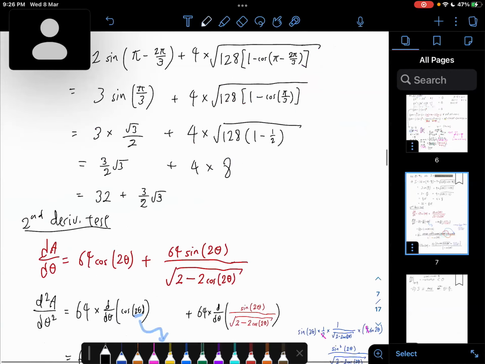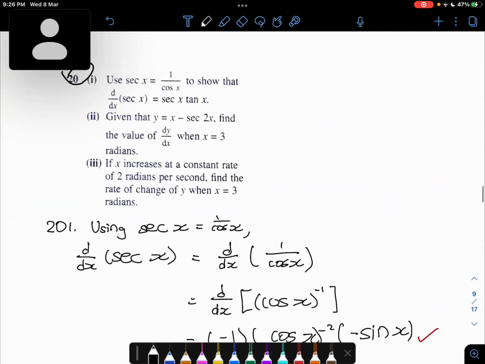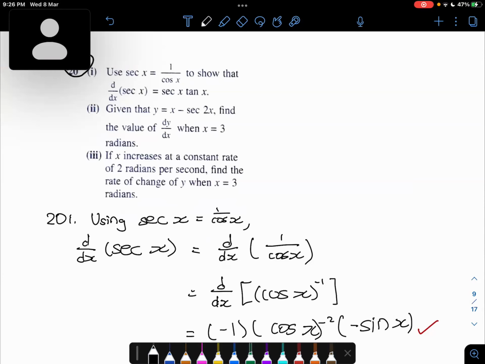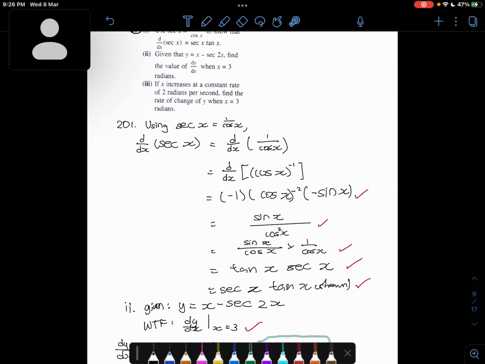Now, question 20. This is quite interesting. This is teaching you how new identities are discovered. Okay, so for example, secant x, you differentiate, you get secant x tangent x. How do you get that? You just have to realize secant x is 1 over cosine x. You can rewrite it as power negative 1, exactly what you did. Use chain rule and you get the answer secant x tangent x and a few trigo identities. Then you get the final answer.